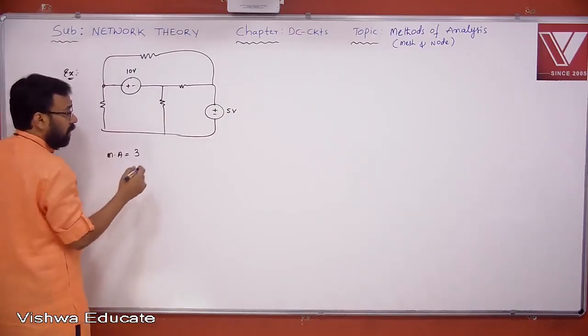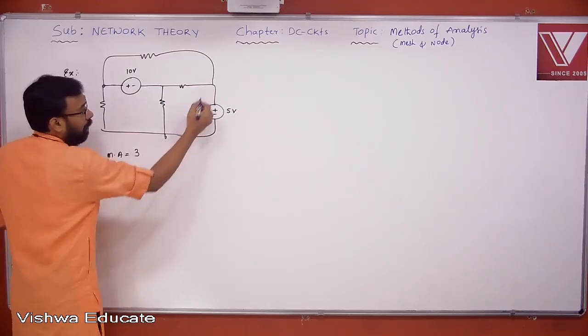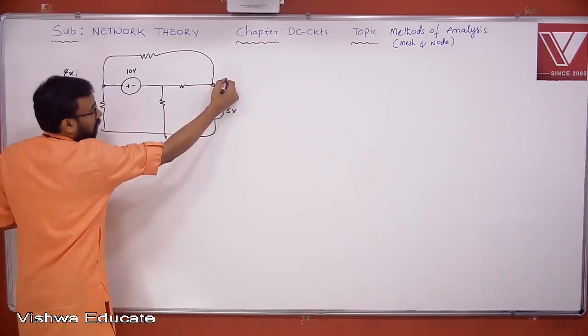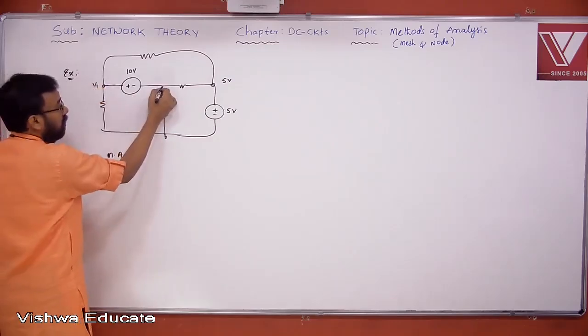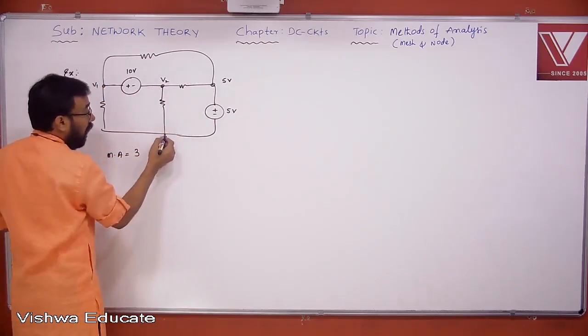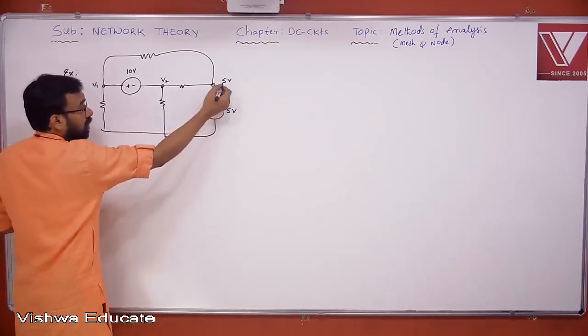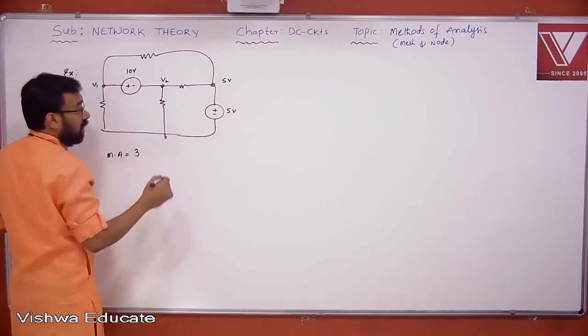If you see, for example, take this one as a reference node, then what will happen here? This voltage will become what? 5 volts. And this will become what? V1. This will become what? V2. How many nodes are there? Total 4 nodes. Out of which, if this is selected as 0, this is going to be 5 volts. Yes or no? 4 nodes, 4 minus 1, 3 equations.